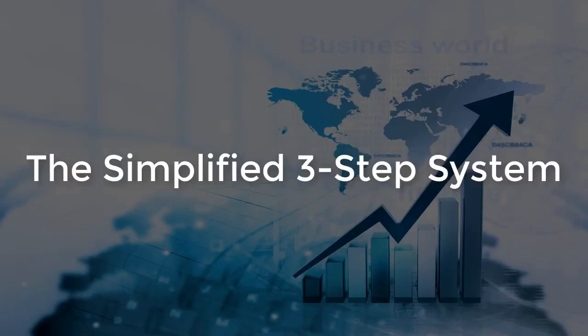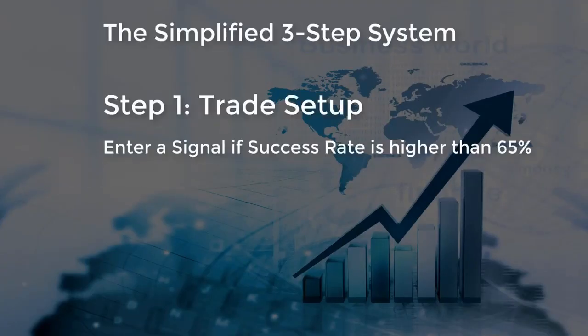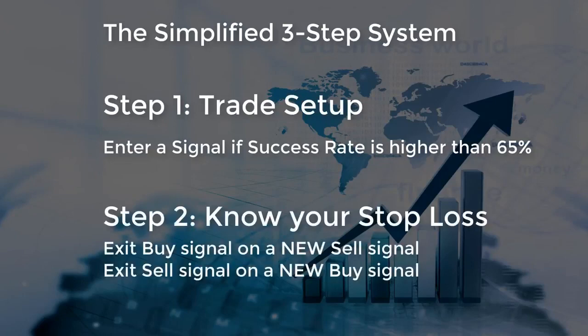The simplified three-step system. Step 1, trade setup. Enter a signal if success rate is higher than 65%. Step 2, know your stop loss. Exit buying signal on a new sell signal. Exit sell signal on a new buy signal.